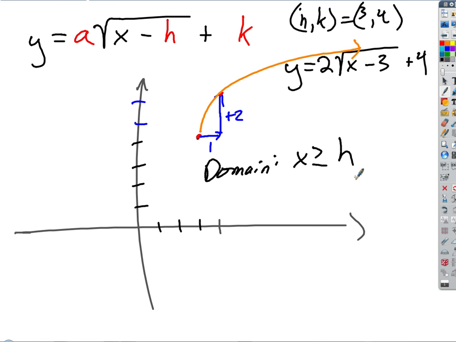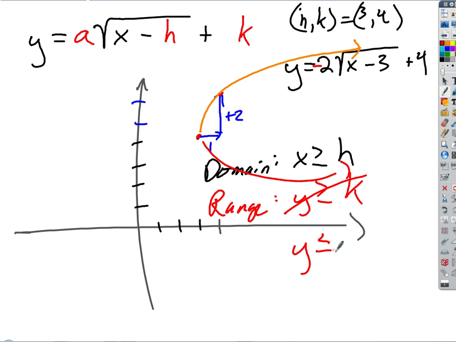But you have to be a little careful with this. If the sign of a is positive, the range is going to extend upward from the point h, k. If a is negative, then it's going to extend downward, so it'll be less than or equal. In this case, the range is y is greater than or equal to k. But if the graph extended downwards instead, if a were negative and the graph opened downward, then the range would have been y is less than or equal to k. Make sense? You can see those from the graph too.